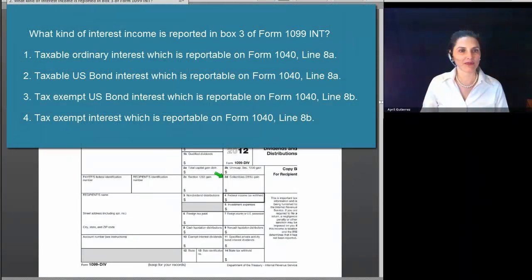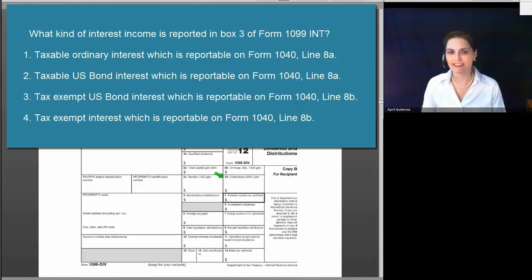Here is the next poll question of the day. What kind of interest income is reported in Box 3 of Form 1099 INT? The first choice is taxable ordinary interest, which is reported on line 8A. The second option is taxable U.S. bond interest, which is reported on Form 1040, line 8A. The third option is tax-exempt U.S. bond interest, which is reported on 1040, line 8B. And the last one is tax-exempt interest, which is reportable on 1040, line 8B.